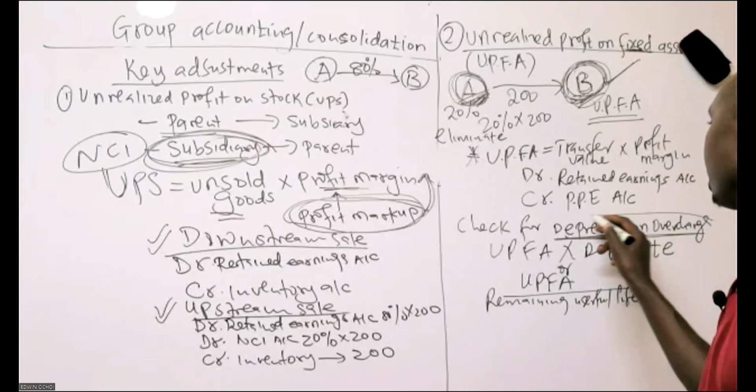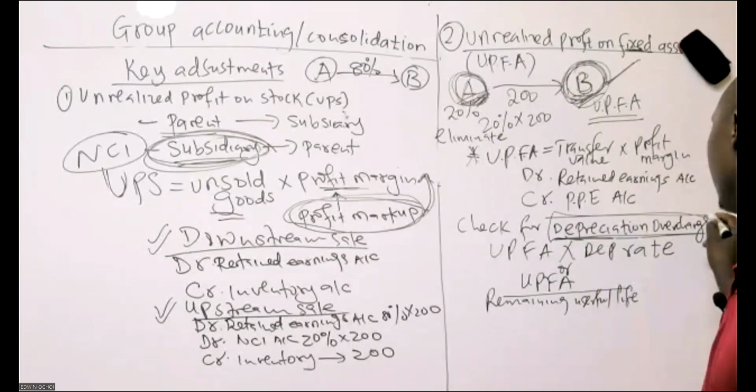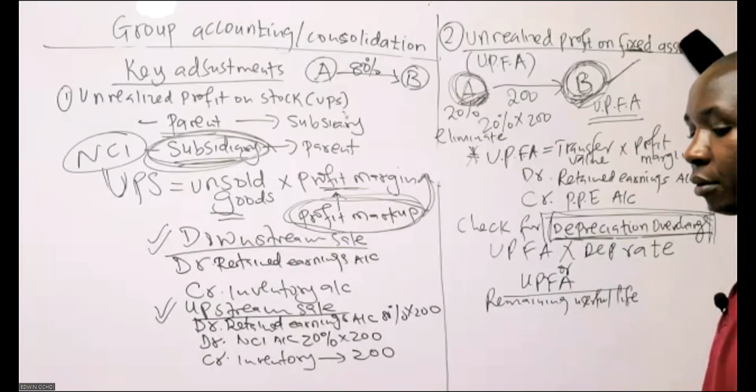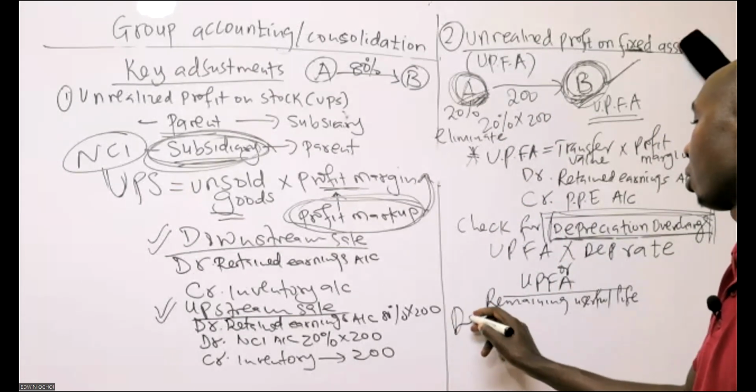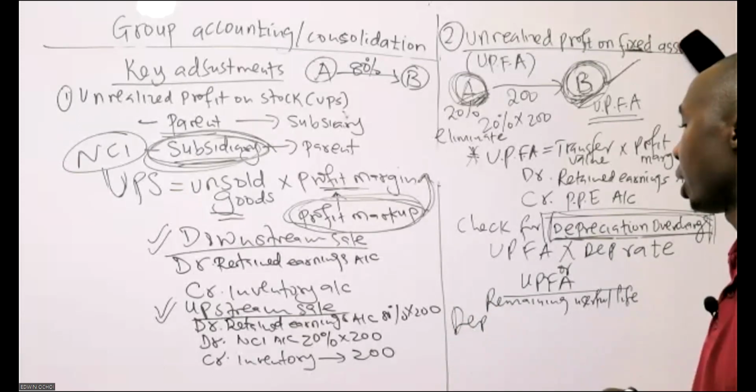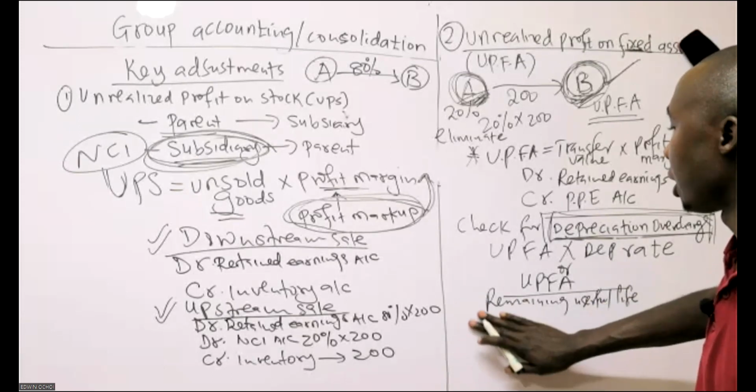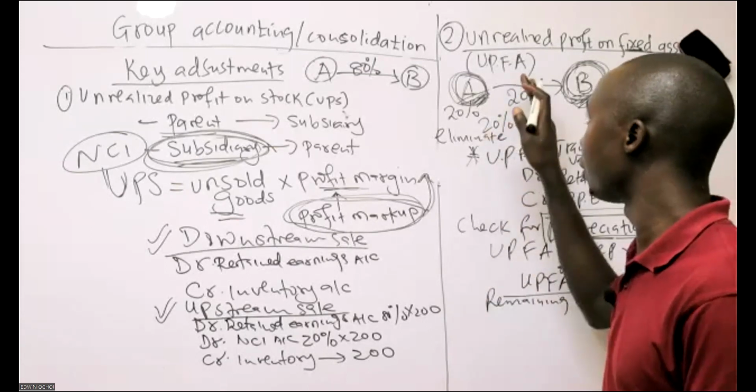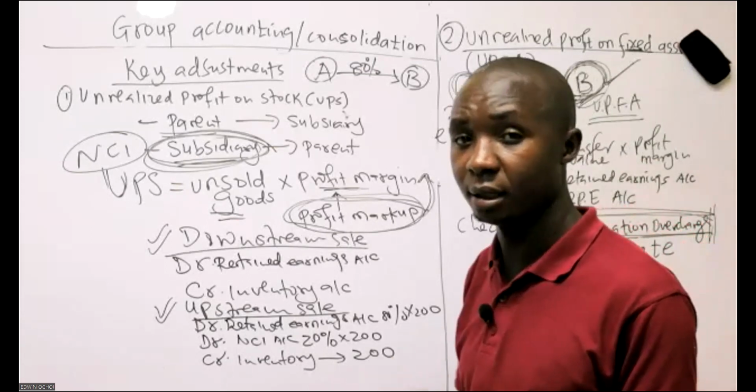So depreciation overcharge. What does it mean, or what does it imply? Depreciation overcharge implies that our value of the asset was understated.